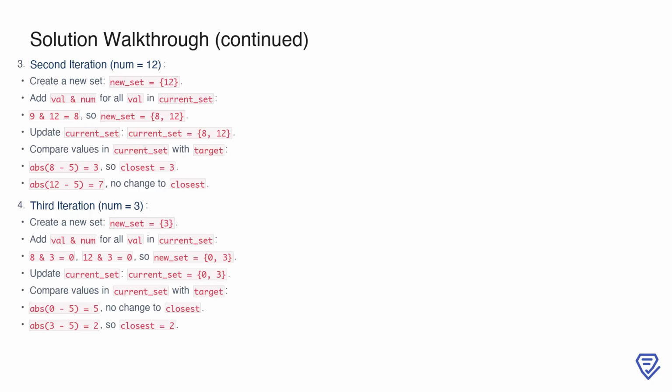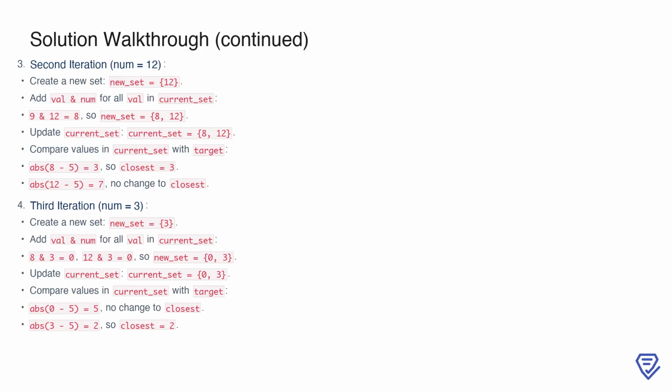In the second iteration, we process the number 12. A new set is created, starting with just the number 12, so new_set equals 12. We then compute the bitwise AND of each value in current_set with 12. For the value 9, 9 AND 12 equals 8, so we add 8 to new_set, resulting in new_set equals 8, 12. We update current_set to this new set, current_set equals 8, 12.